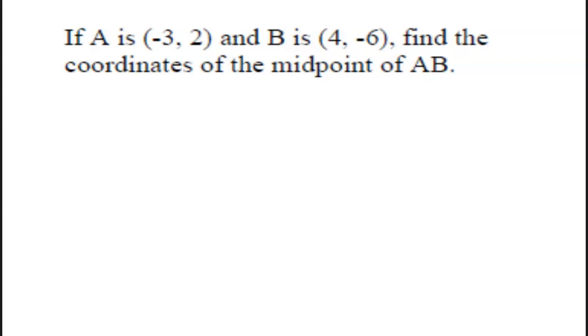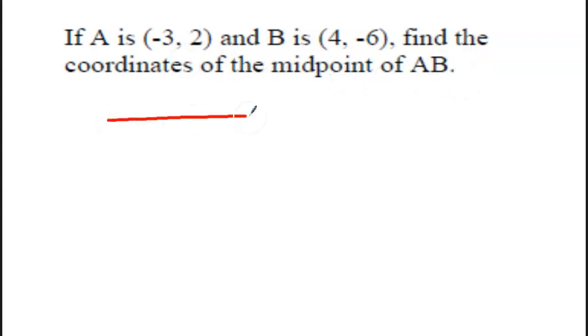Welcome to Some Mathematics. In this video, I'm looking at the midpoint of a line, and I'm still on the series Coordinate Geometry 1, which is about straight lines. The first part, we look at the distance between 2 points. If it's your first time watching this video, there's a part 1 that you can go back and watch as well. A is the point (-3, 2) and B is (4, -6). We have to find the coordinates of the midpoint of AB.